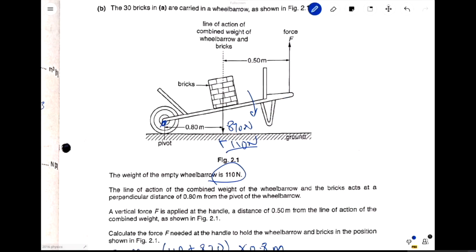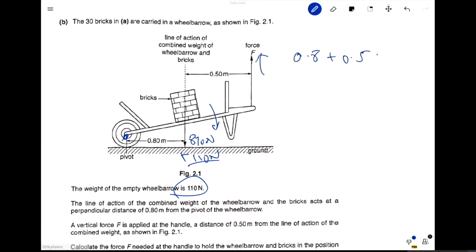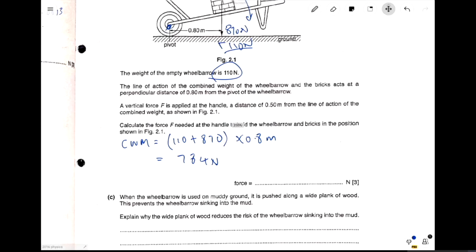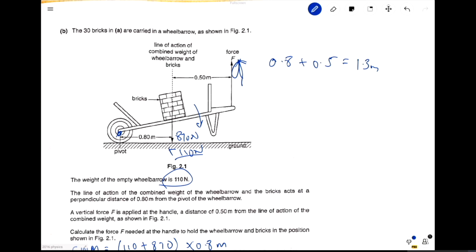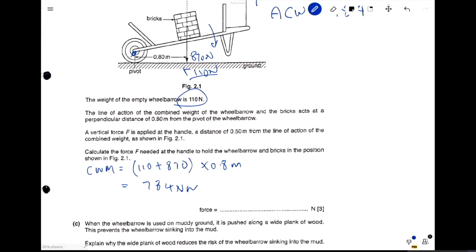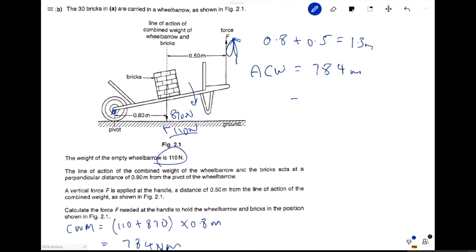Now we have this guy who needs to lift up here. Now what's the total distance? Total distance is 0.8 plus 0.5, which is 1.3 meters. Now he needs to overcome a moment of 784. Now this upward direction, is it clockwise or anti-clockwise? Upward is anti-clockwise, right? Anti-clockwise moment is equal to 784 Newton meter. And it's also equal to 1.3 times F. So 784 has to be 1.3 times F. So how do you find F? 784 divided by 1.3.